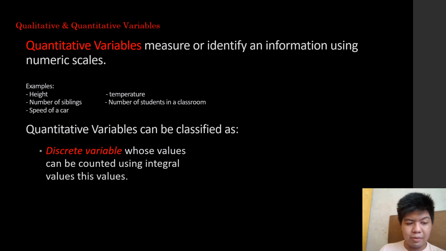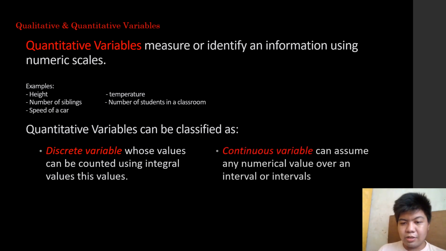Example, sa height. Masusukat mo siya but you cannot count them as 1, 2, 3, 4, and so on. This is not a discrete variable. Number of siblings is good because you can count your siblings as 1, 2, 3, 4, and so on. Anything that is countable, we call it discrete variables.